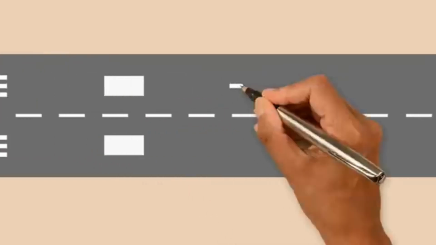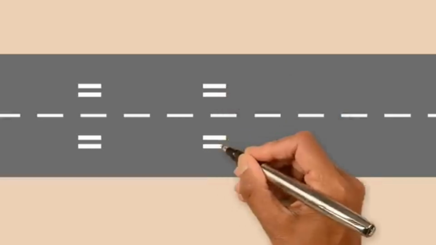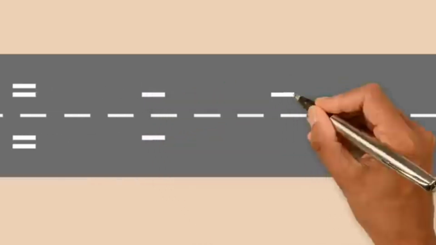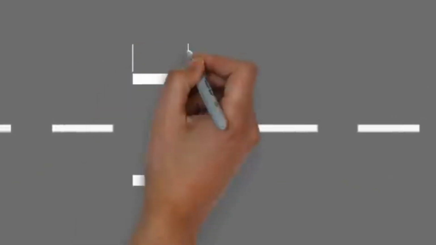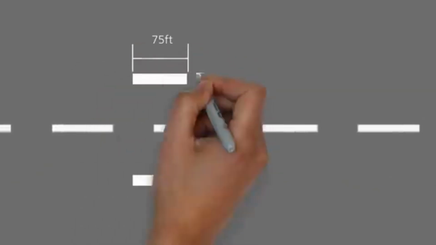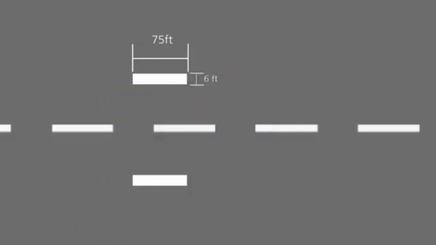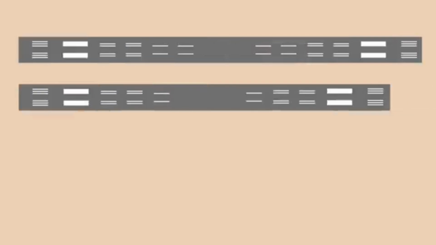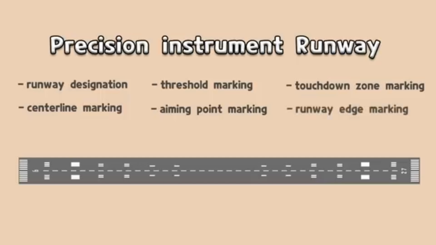These markings are white and consist of groups of 1, 2, and 3 rectangular bars evenly arranged in pairs along the runway center line. For runway widths of 150 feet or greater, each rectangular bar is 75 feet long and 6 feet wide. As the runway gets shorter, the number of stripes on the inside of the runway decreases. Third, a runway edge marking is added.